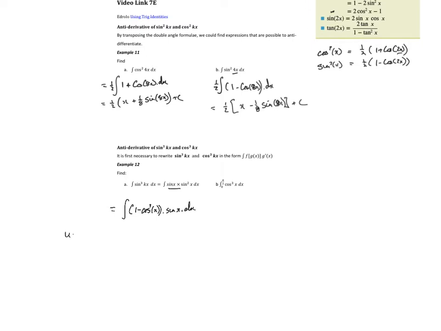Now we've got u equal to cos x, and du, the derivative of cos, is minus sine x dx. So let's put a minus there, plus there, and dx. So now this integral can be written as negative the integral of 1 minus u squared du, which is minus u plus u to the 3 on 3, plus some constant, and u was equal to cos x, so we'll substitute all that stuff back in.